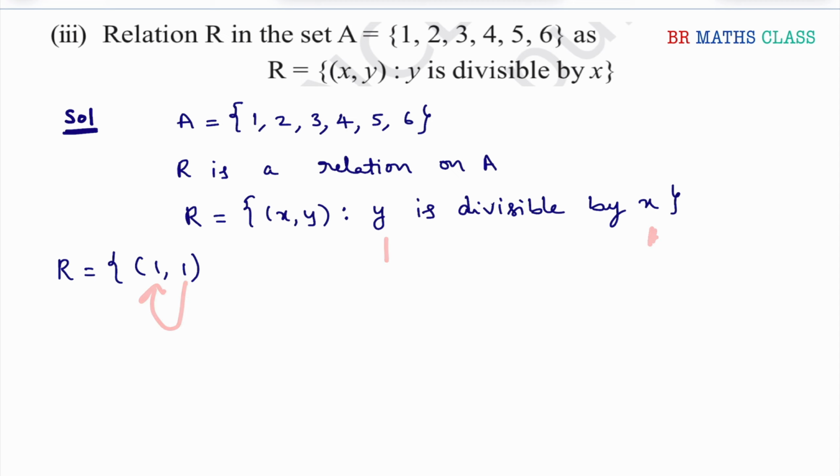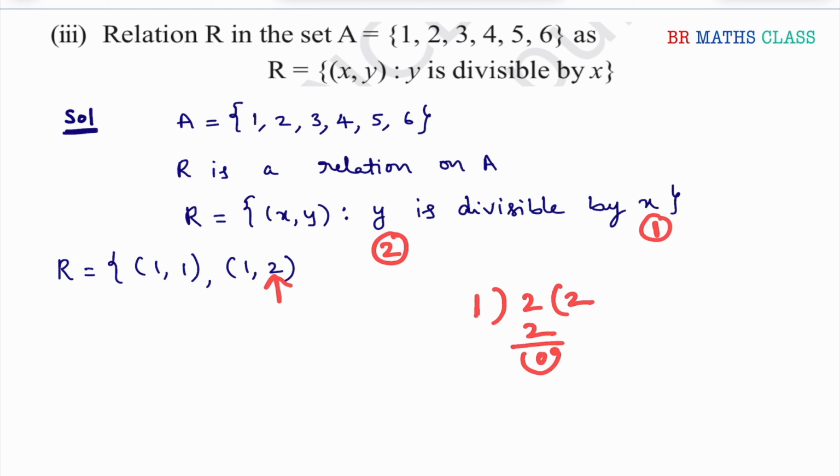In A cross A, what is the second element? The second element is (1, 2). Now, does (1, 2) belong to this relation or not? See here, y means 2. Here, 2 is divisible by 1. You check that 2 is divisible by 1 or not: 1 goes into 2 two times, remainder is 0. As we are getting remainder 0, we can say that 2 is divisible by 1. That means the ordered pair (1, 2) is there in A cross A and is satisfying this condition, so (1, 2) belongs to this relation.